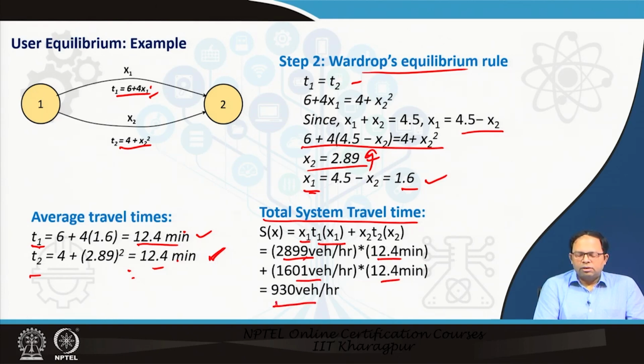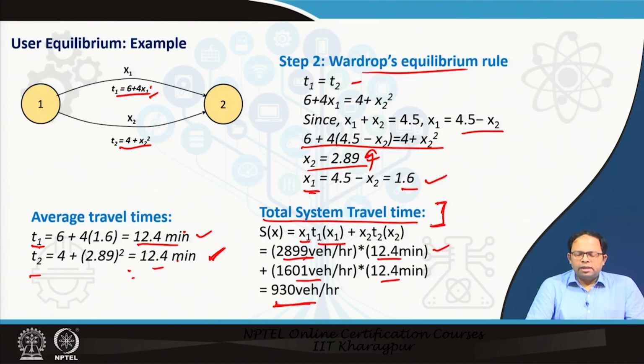This is the value that we get, and this was in minutes, which we converted into hours, so it has become 930 vehicle-hours per hour. This is the total system travel time, that is, travel time into the total volume. This is the total time spent in the system, a measure which talks about the efficiency of this particular system.